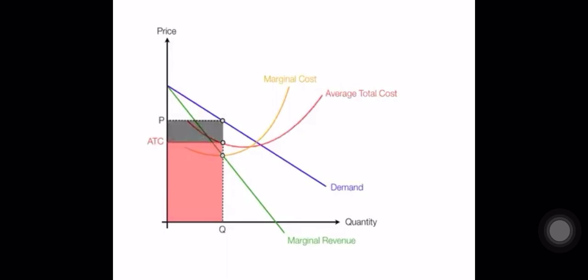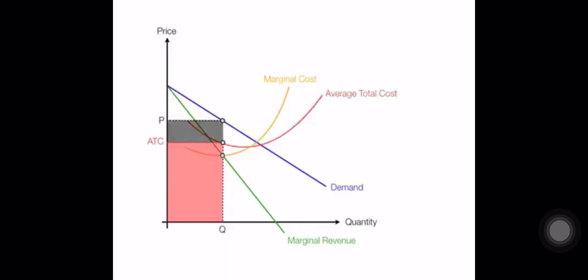So here you are. Using the average total cost curve, you're able to determine the firm's total cost, the pink area, and deducting that from the space where P times Q is, which is our total revenue, we get our profit. So, the gray area now is the monopolist profit.